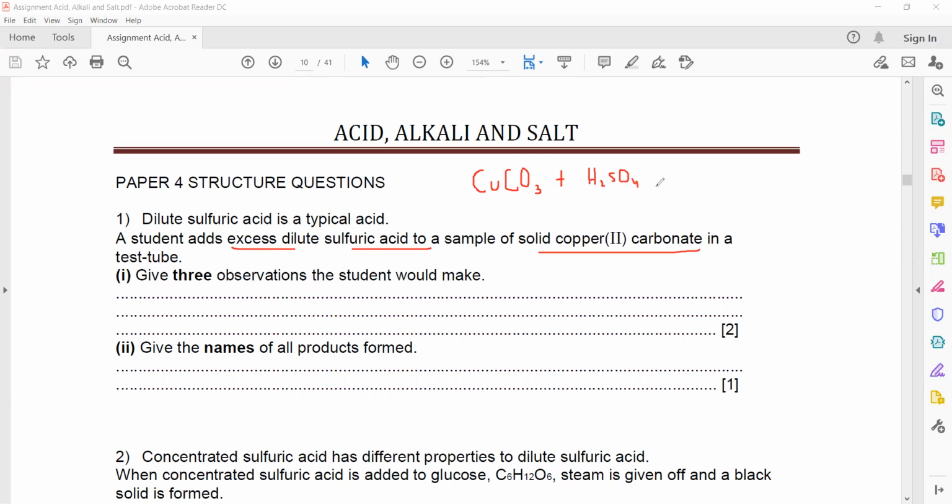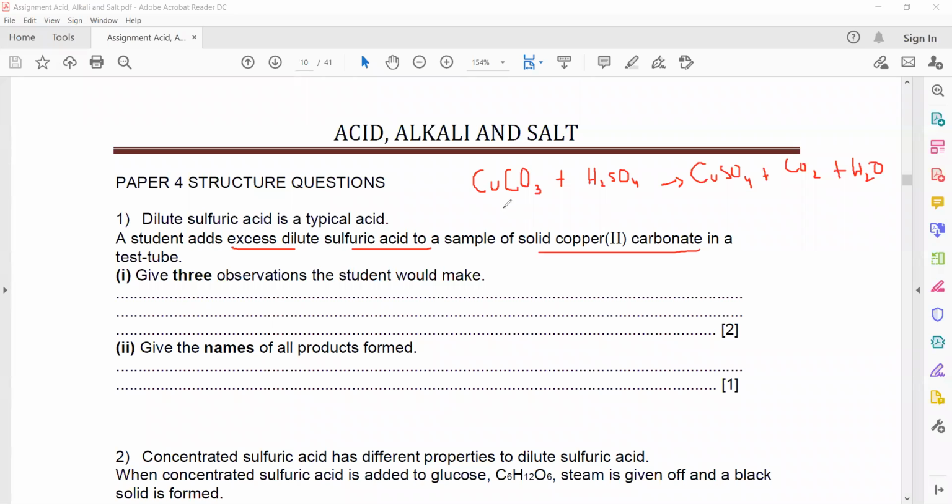Whenever acid reacts with carbonate, the product is salt, water, and carbon dioxide. If sulfuric acid is there, then sulfate salts are produced. If hydrochloric acid is there, then chloride salt is produced. And if nitric acid is there, then nitrate salts are produced. So in this example, copper carbonate reacts with sulfuric acid. The product will be copper sulfate plus carbon dioxide plus water, H2O.